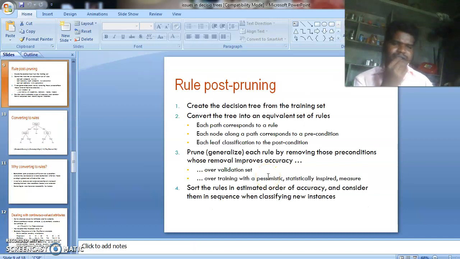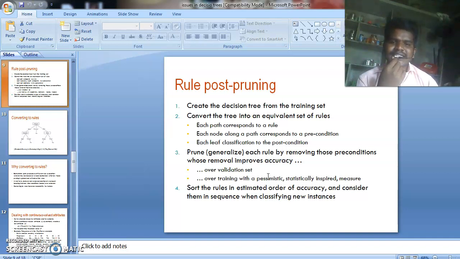Rule post pruning: a decision tree is converted into a set of rules. First, create the decision tree from the training data set. Then convert the tree into an equivalent set of rules.